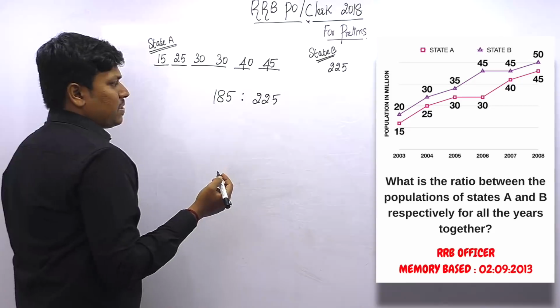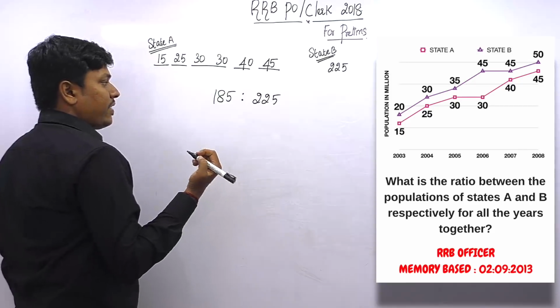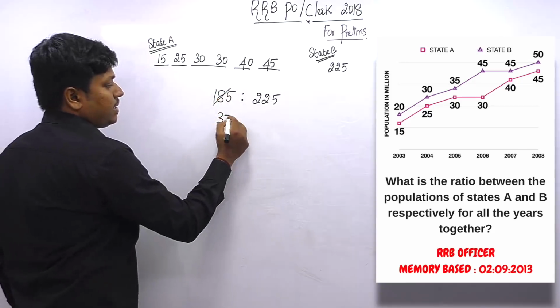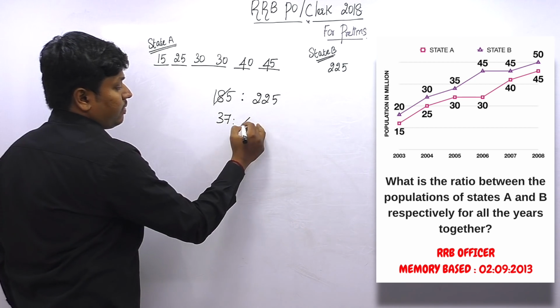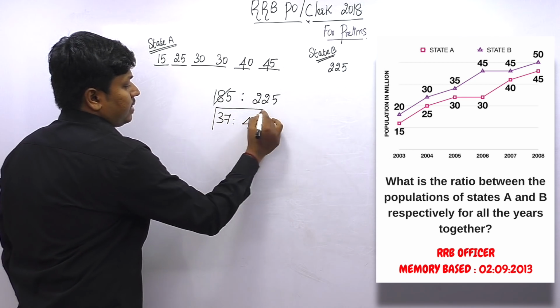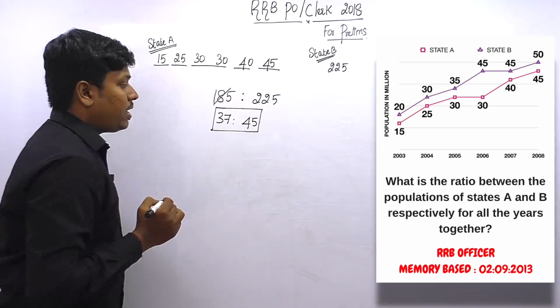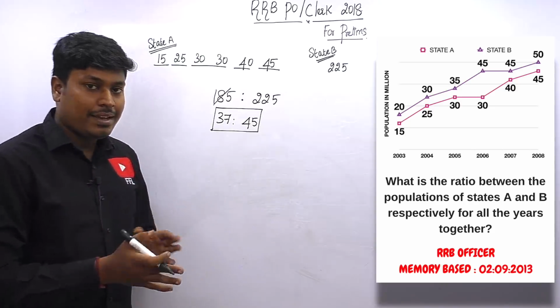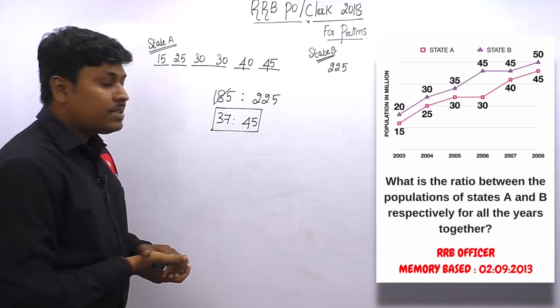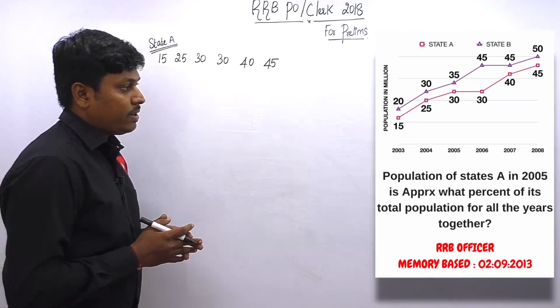So total population of state A is 185 and the total population of state B is 225. Now I think we can cancel this on the fives table, right? So this will be 37, and cancel on the fives table, 45. So finally the answer for question number 4, the ratio of total population of state A and state B, is 37 is to 45.